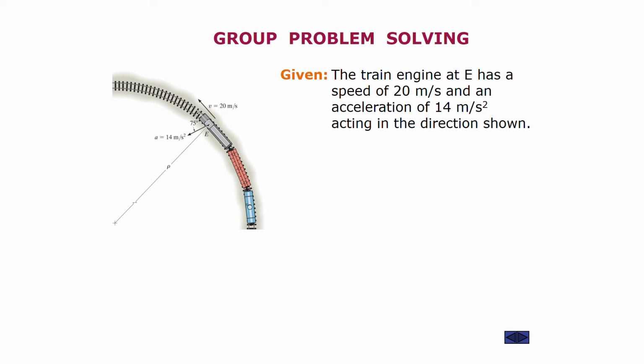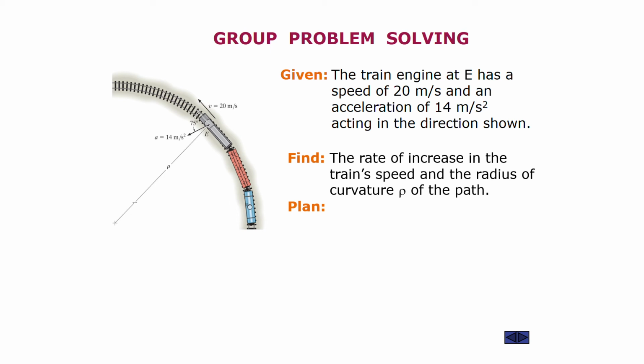Another problem here. We have the train engine at E with a speed of 20 meters per second and an acceleration of 14 meters per second squared. You can see the angle given is 75 degrees. If we were to resolve it to the normal component, that will be 14 sine 75 degrees. And then we have v, the tangential velocity of 20 meters per second. What we can do now is find the rate of increase in the train speed and the radius of curvature rho of the path.